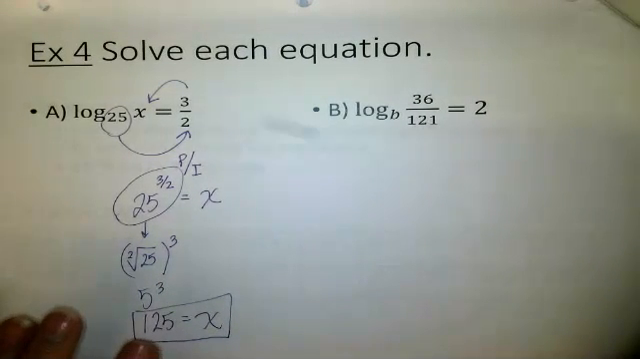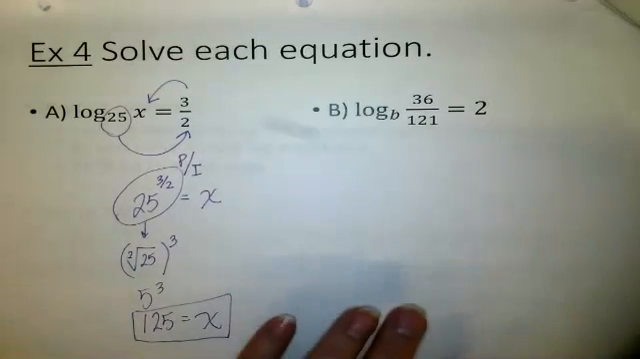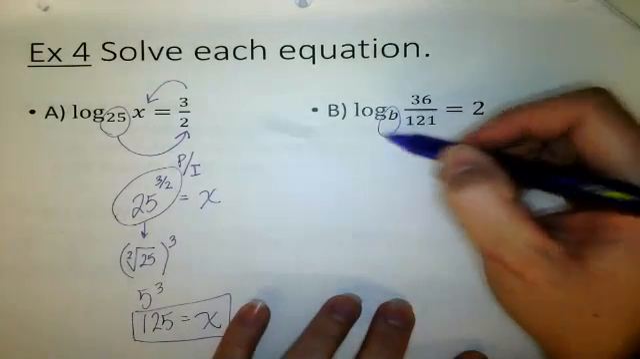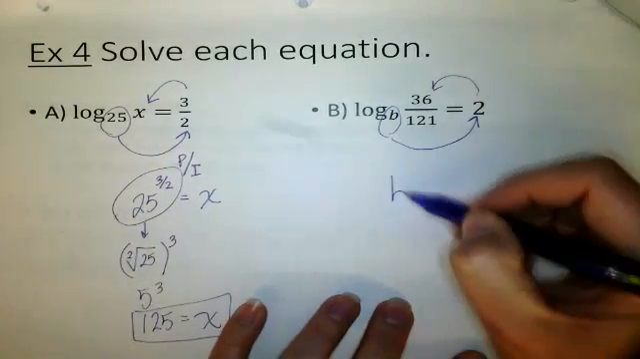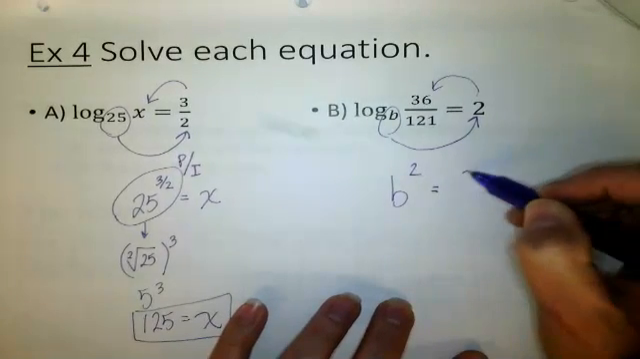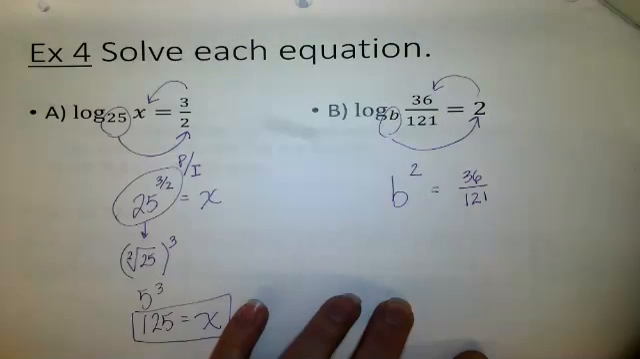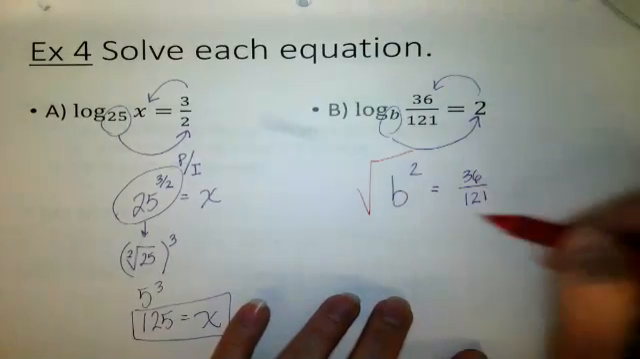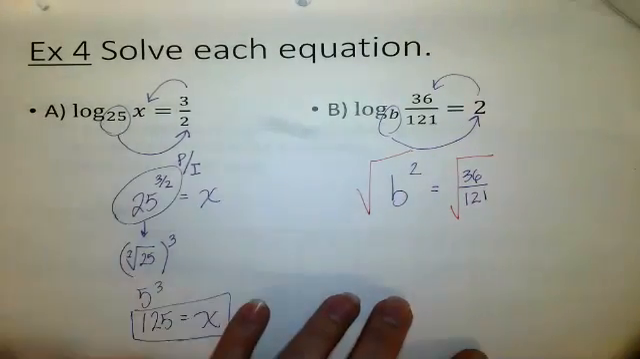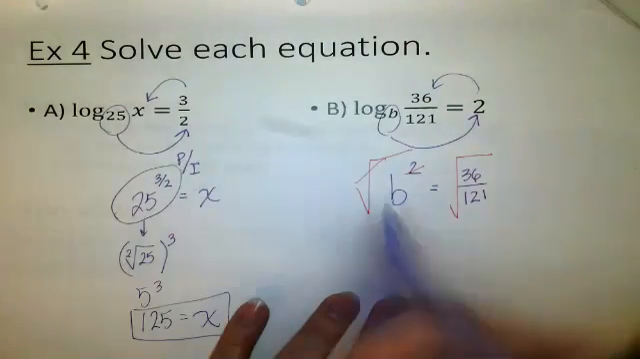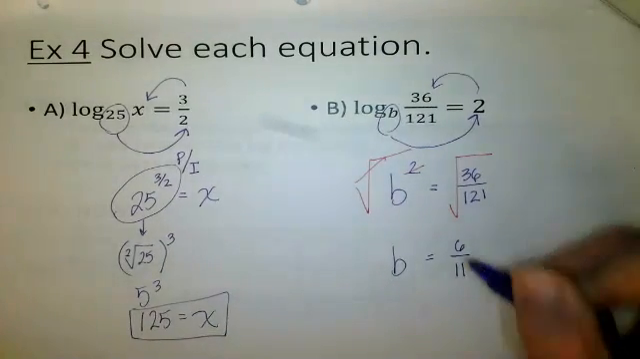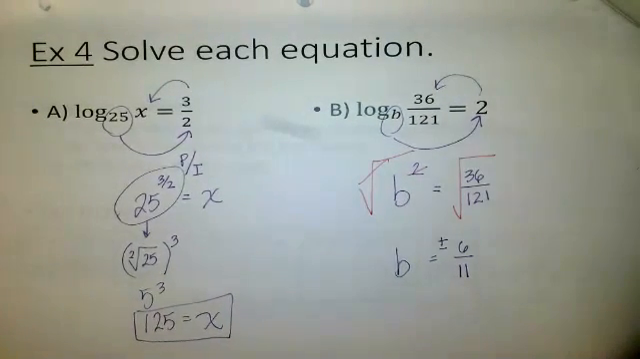All right, well, this is a little different, isn't it? But same concept. How do you drop a log? You give it a swirly, which is b to the second power is 36 over 121. How do you solve for b? You square root, because the square root and the square cancel out, and so you get b is 6 over 11. Okay, so I heard Brian say plus or minus, which is fantastic.